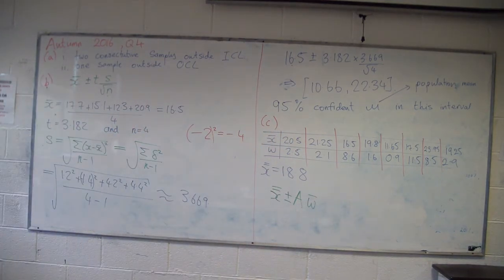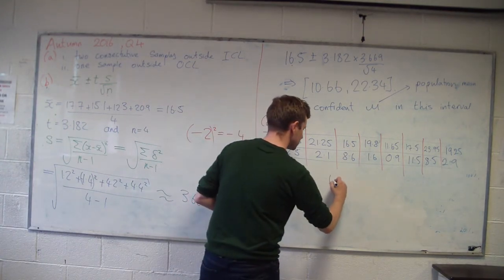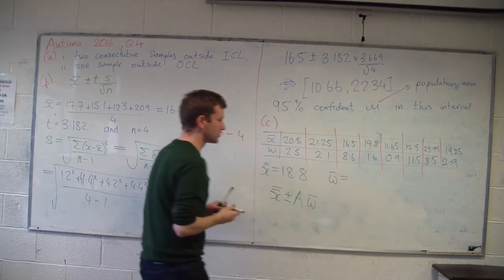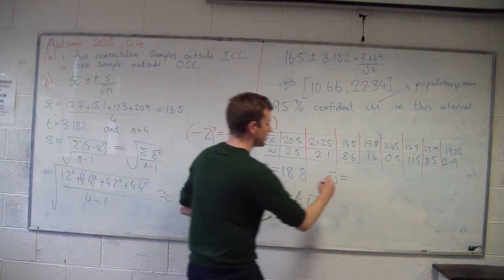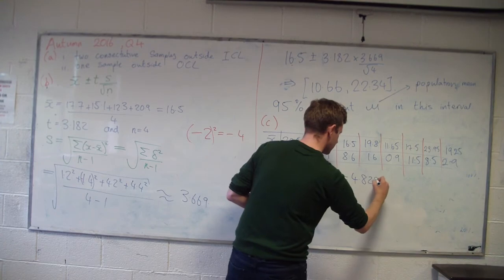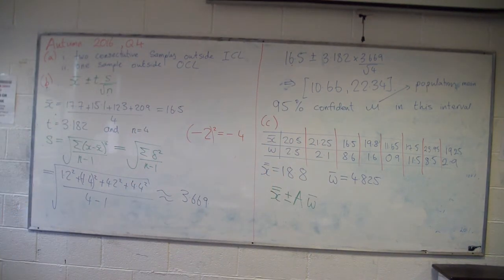If we used x bar there instead of x bar there, would you lose a lot? No, because the x bar is the average of all the averages, which is the same as if you found the average of all 32 data points. We may as well find w bar while we're here. 4.82. Great. So we're going to have to calculate two sets of pairs of limits.